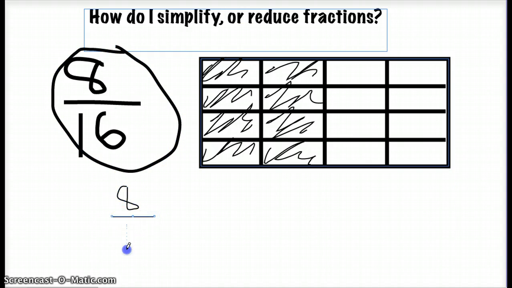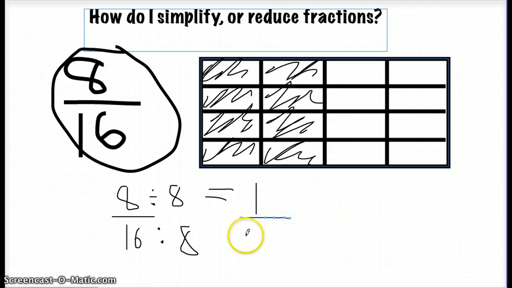So here's 8/16. And I'm going to divide whatever I do to the top, I have to do to the bottom. So I divide 8 by 8, and I divide 16 by 8. 8 divided by 8 is 1. 16 divided by 8 is 2. To reduce 8/16, we end up with 1/2.